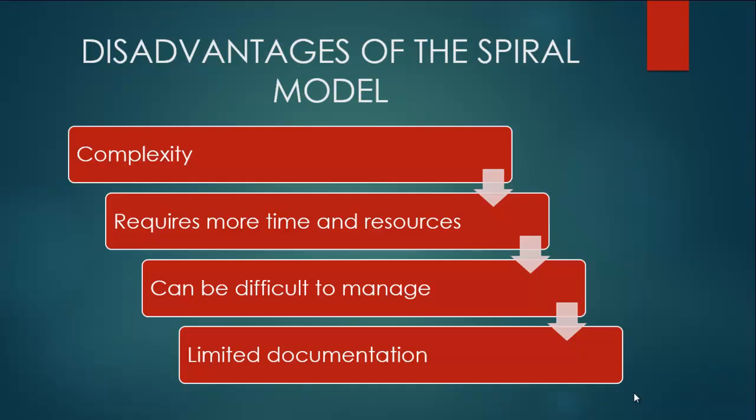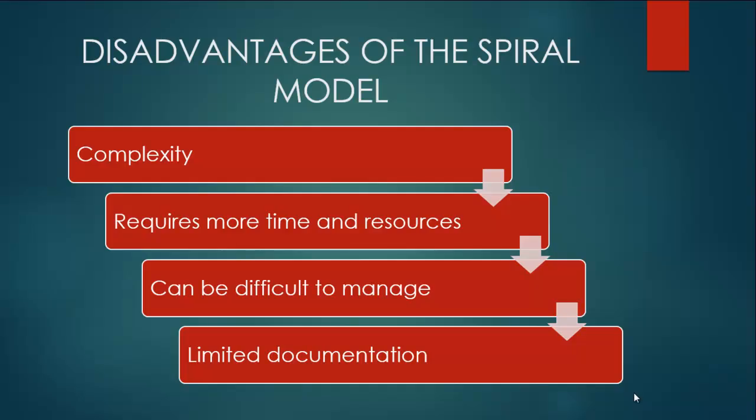We have limited documentation. The Spiral model, like the Agile model, also tends to prioritize working software over documentation, and this can make it difficult to maintain and support enhancement of that software in the long run, particularly if the team members that developed it have retired or died.